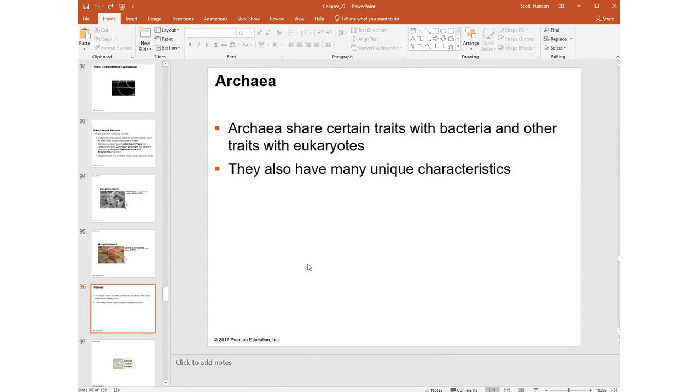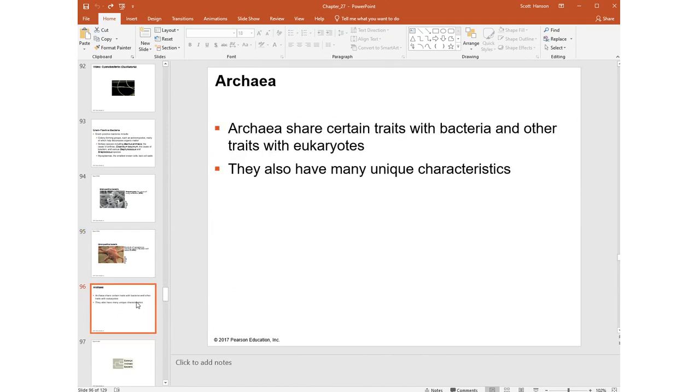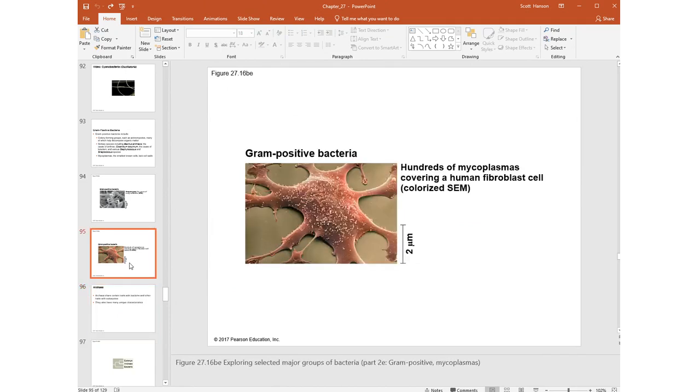And so that's basically a quick summary up to slide 95. That is a quick summary of domain bacteria. In the next lecture, part 3, we're going to start with a good coverage of the domain archaea.